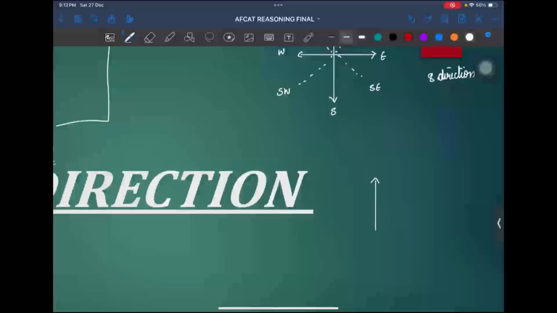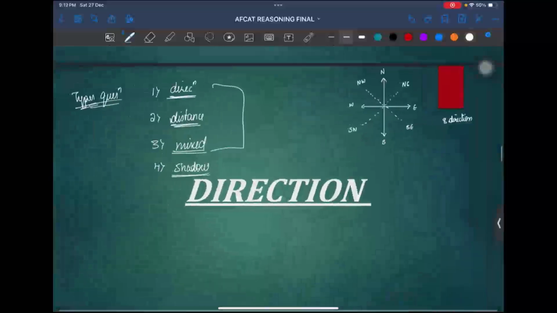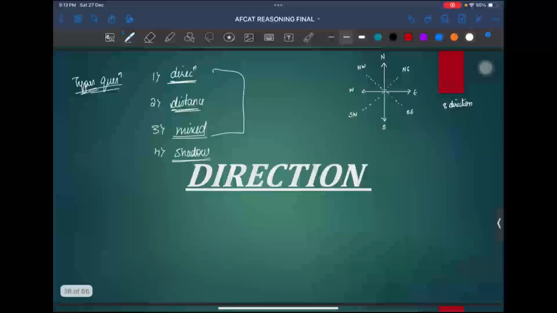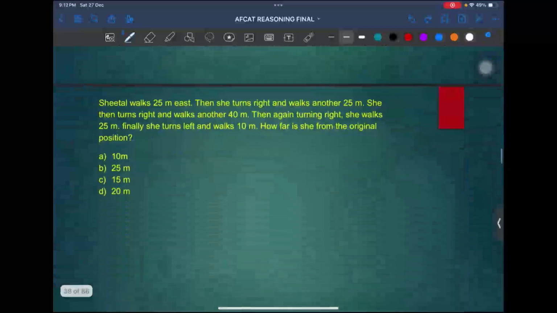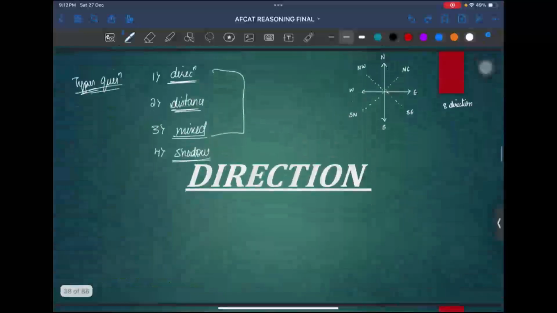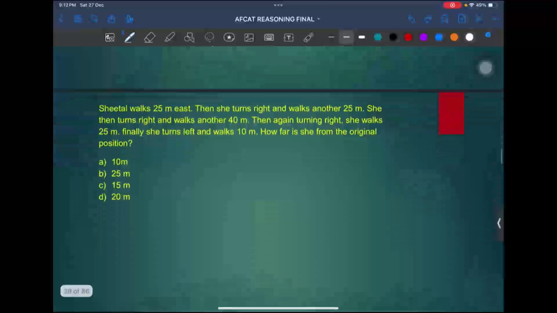In the sense, you just need to draw it in a straight line, because as I told previously in reasoning, there is no scope for assumption. Okay. And this is one concept. I'll try to explain the shadow concept in the upcoming slides. Now, rather than wasting much time, we'll just move on to the first question.